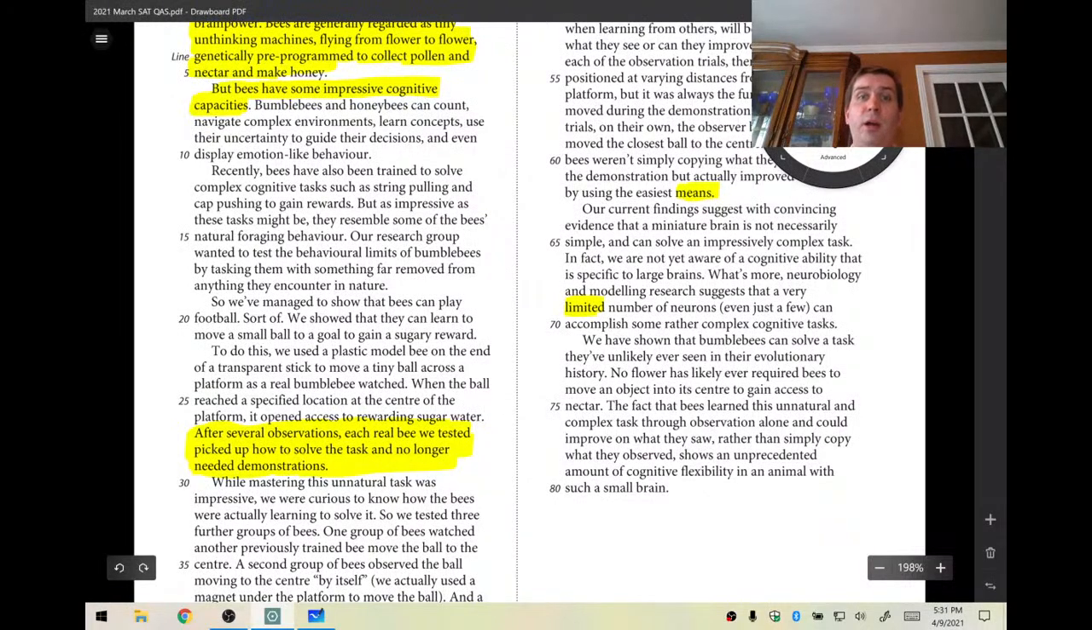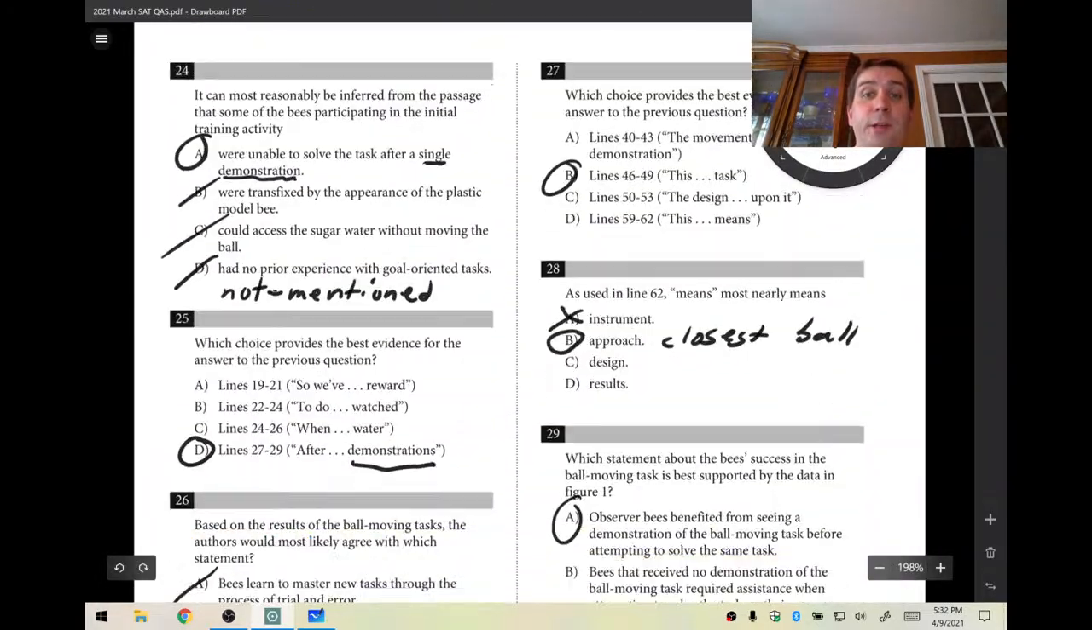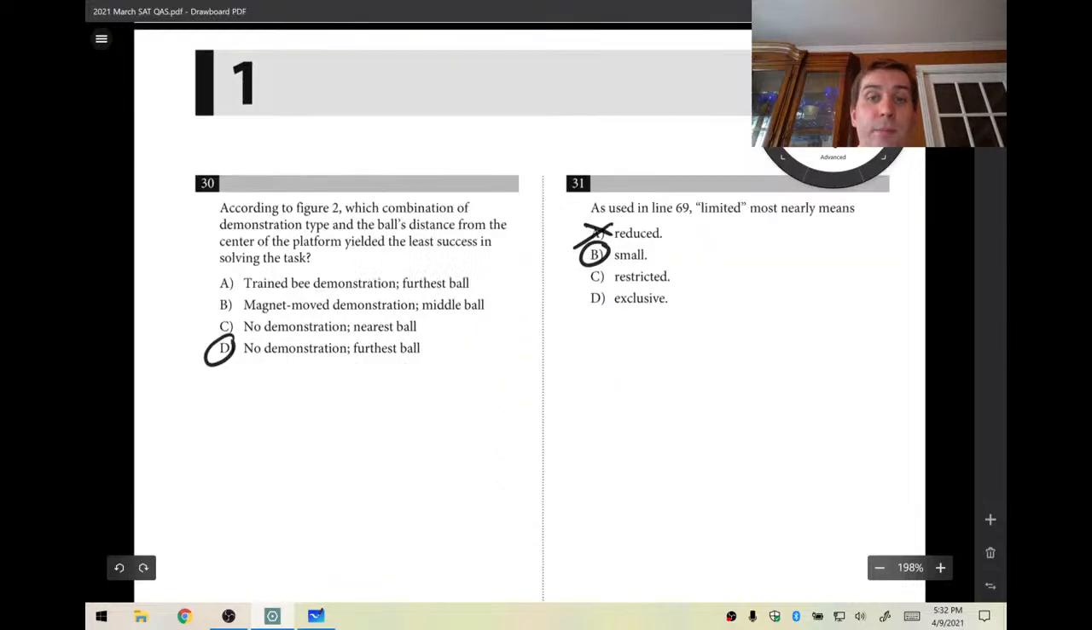What's more, neurobiology and modeling research suggests that a very small number of neurons, even just a few, can accomplish some rather complex cognitive tasks. So that makes perfect sense now that we've corrected it.